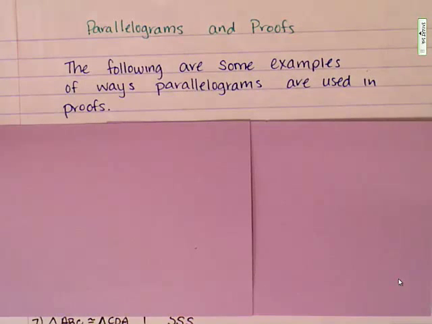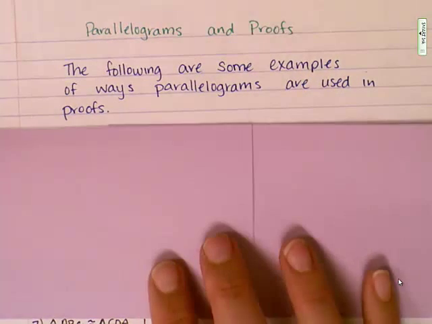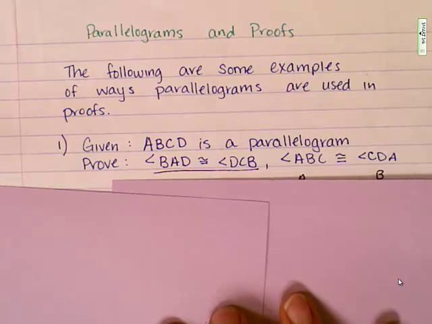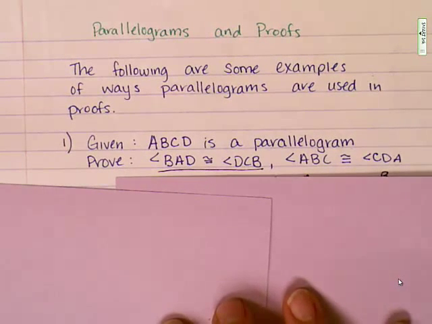So besides just proving that triangles are congruent, you might also be asked to use parallelograms in proofs or to prove parts of parallelograms to be congruent or whatnot. So the following are some examples of the way parallelograms are used in proofs. So first, here's your information where you're given and you have to prove.